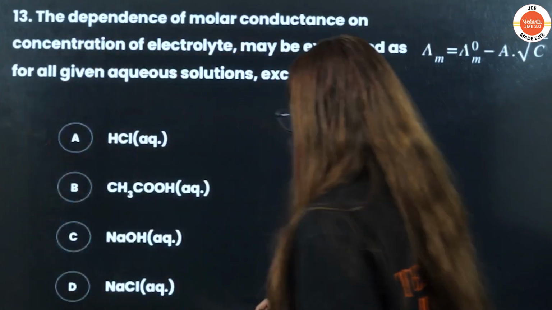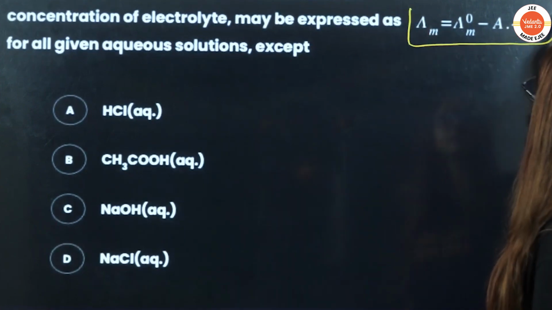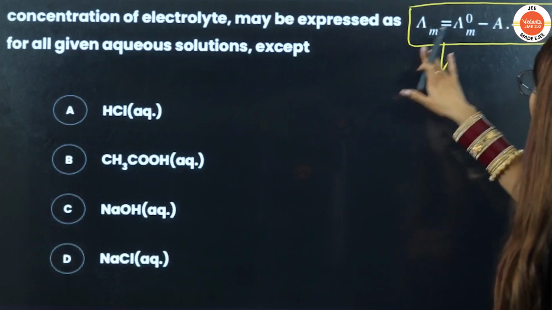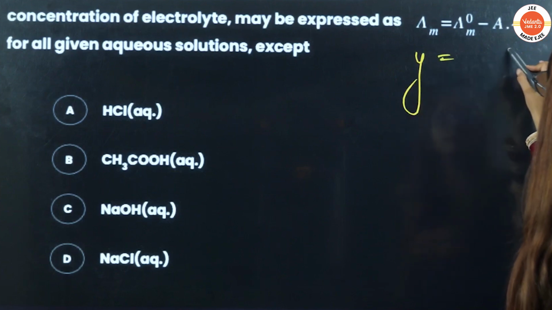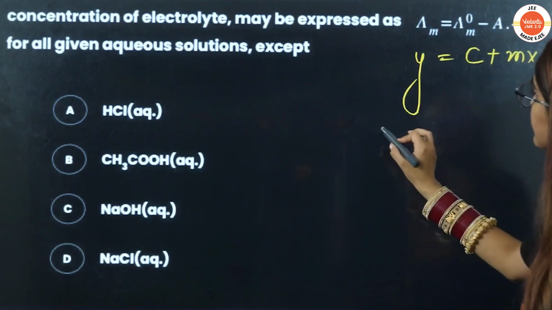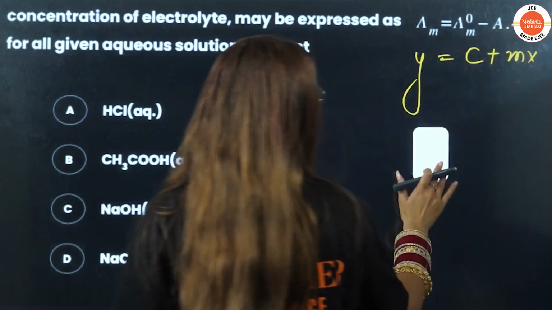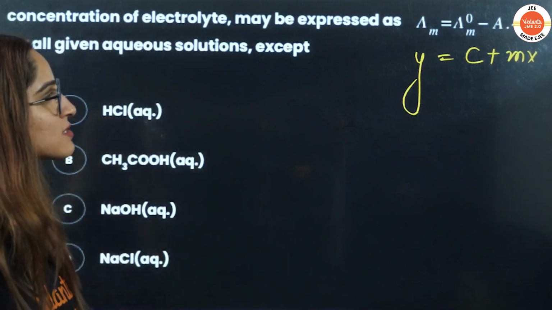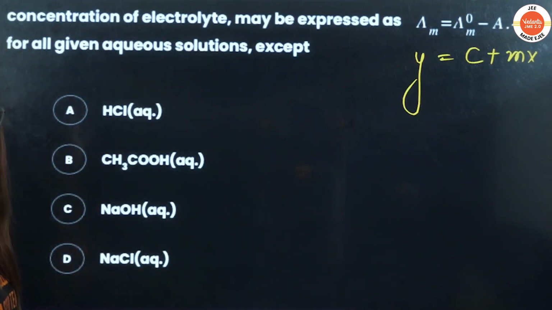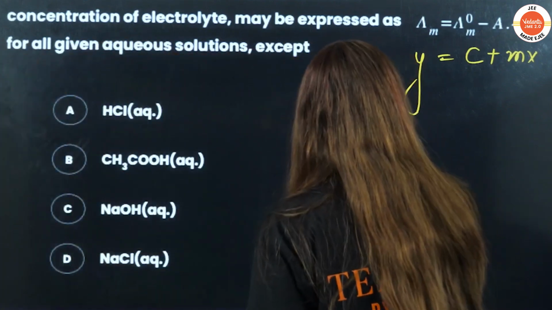Next question is the dependence of molar conductance. Again, a very interesting question. This graph is given to you, right? If you directly compare this with y equals mx plus c, then c will become the intercept here, right? Now, can you see that this is a graph of a weak electrolyte, right? Isn't it? This is a graph of a weak electrolyte that shows a straight line graph. So the answer is going to be, no wait, this is the graph of a strong electrolyte. Sorry. Yes, this is the graph of a strong electrolyte.